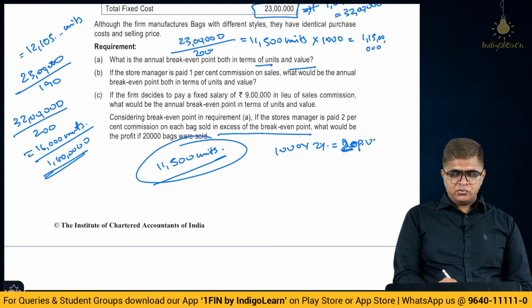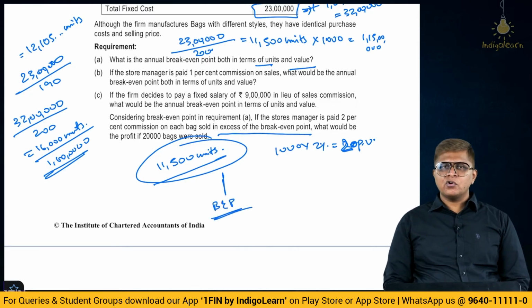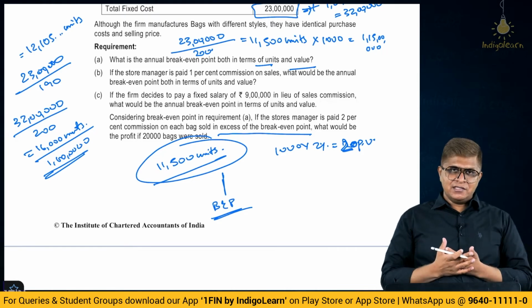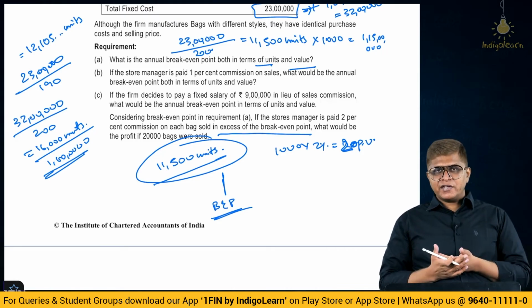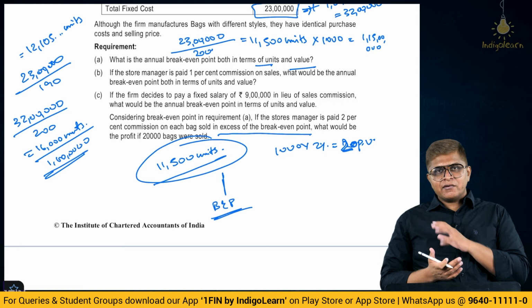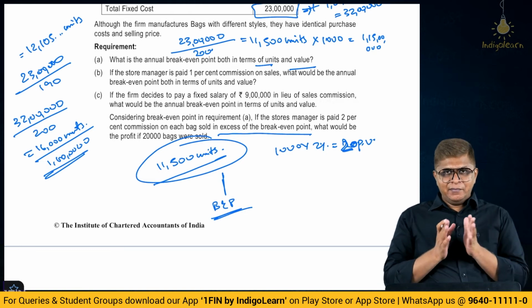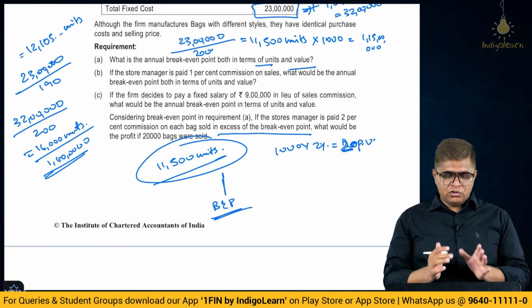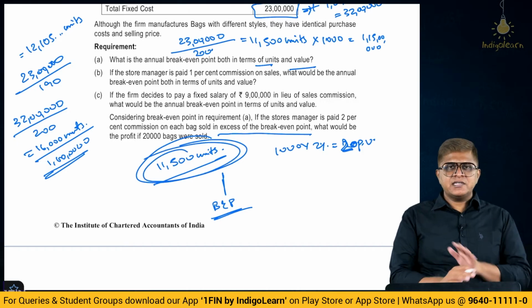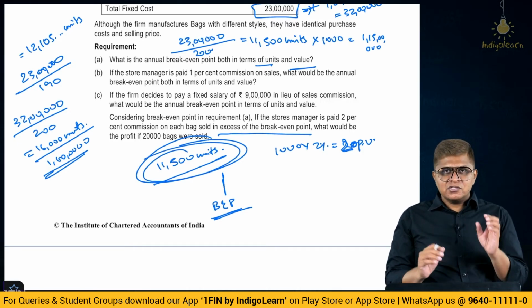See, up to the break-even point, what happens? We are at no profit, no loss. That means whatever contribution we are generating, we are able to recover the fixed cost completely. At BEP, we are at no profit, no loss. That means at 11,500 units, I am at break even, 0.